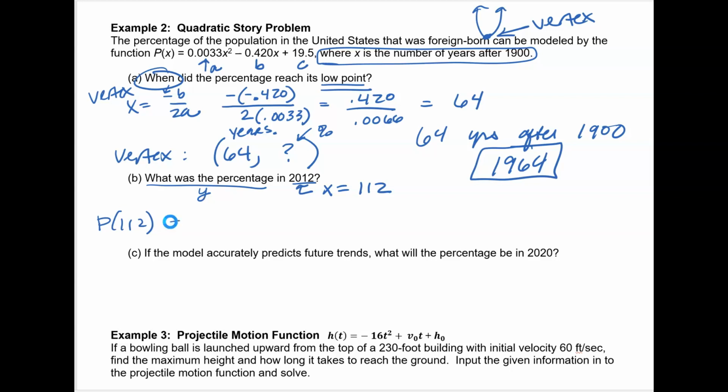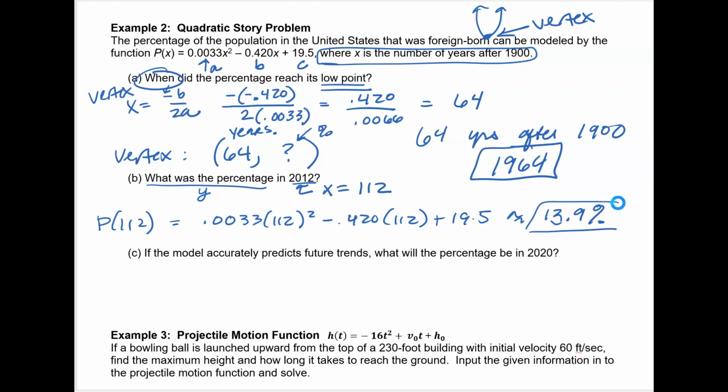So we're going to take our equation and plug in 112. And then if we plug it in and we do all the math on that, we end up getting about 13.9%. And I didn't tell you how to round in this, so I'm just going to approximate it like that. Just pay attention when you're doing your homework. You should have rounding directions there.